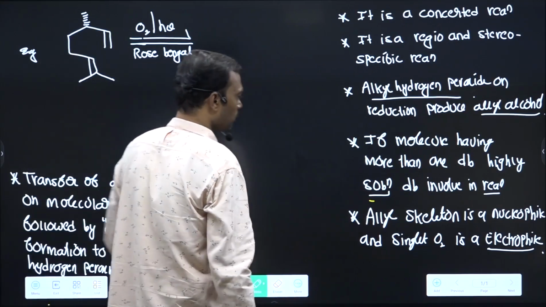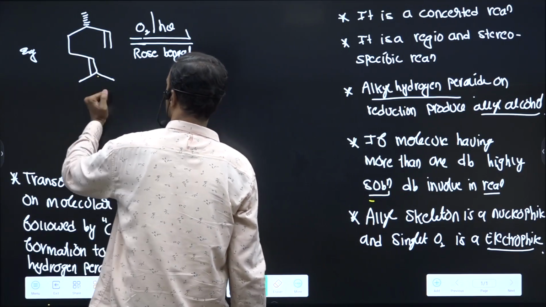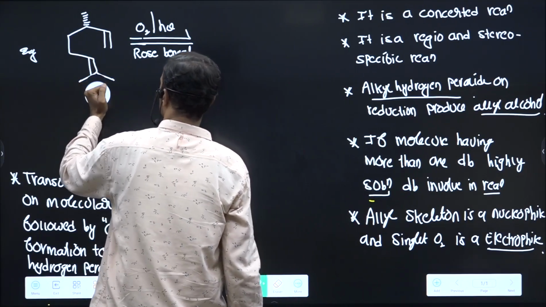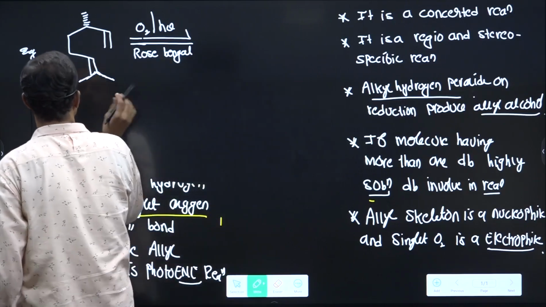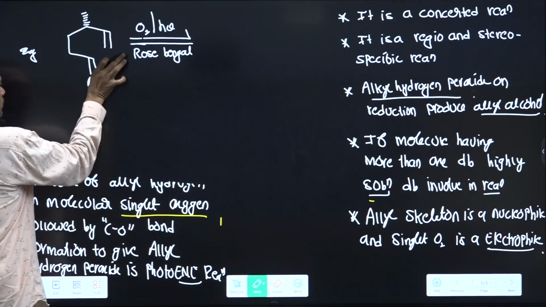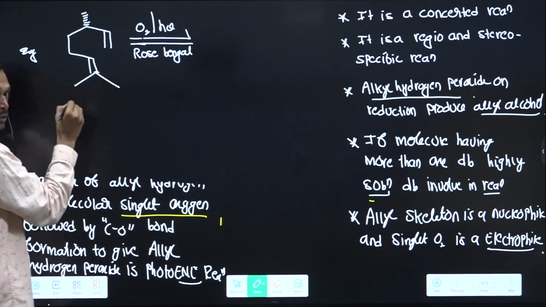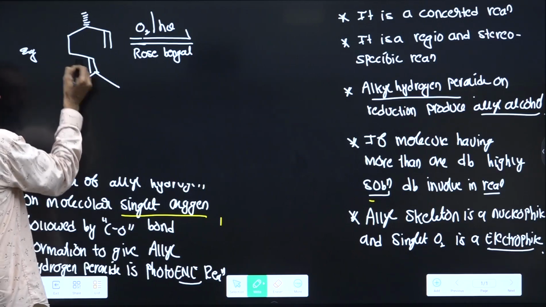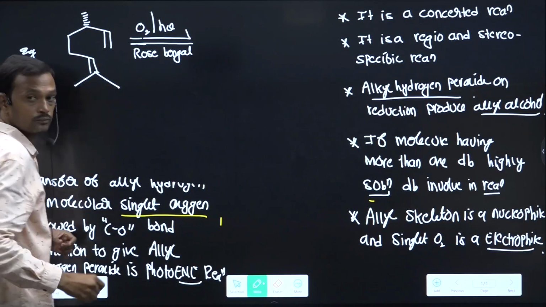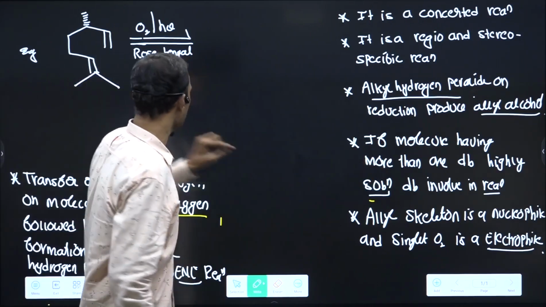The more substituted double bond. Is it more substituted? How many substituents are present here? Three. And what about here? Only one. So which is preferred? Below or above? Below. Now suppose below is preferred, it is also allyl, it is also allyl. Right? Now this is saying to select this double bond.